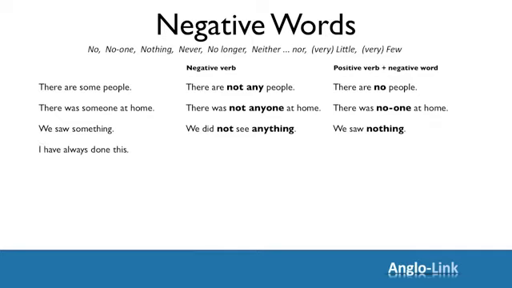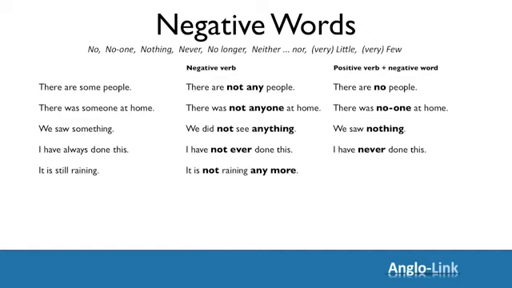I've always done this. Negative verb. I haven't ever done this. Negative word. I've never done this. It is still raining. It's not raining anymore. And we can now replace not anymore with the negative expression no longer. It is no longer raining.